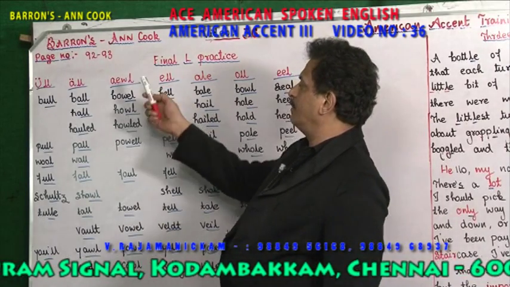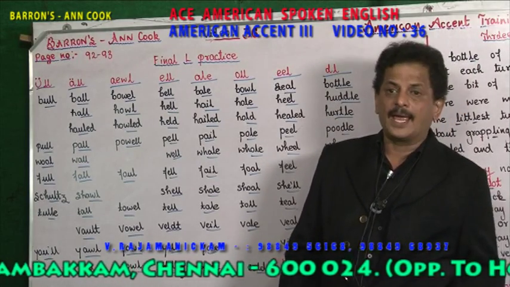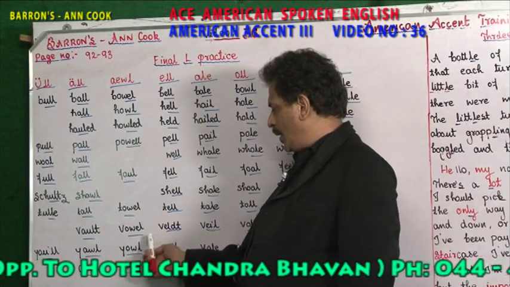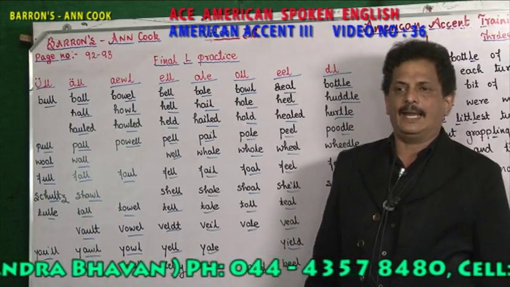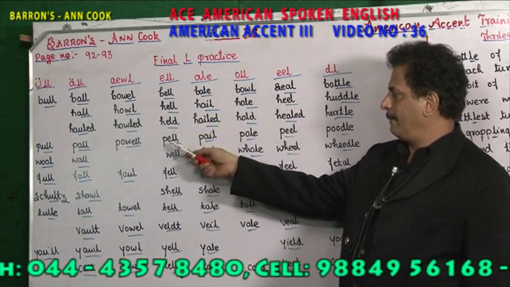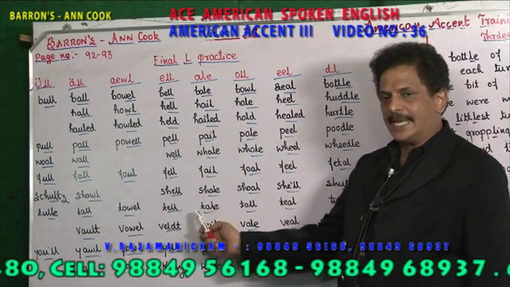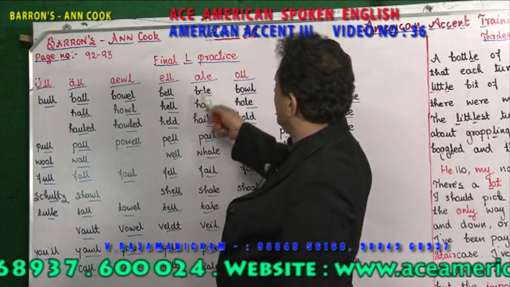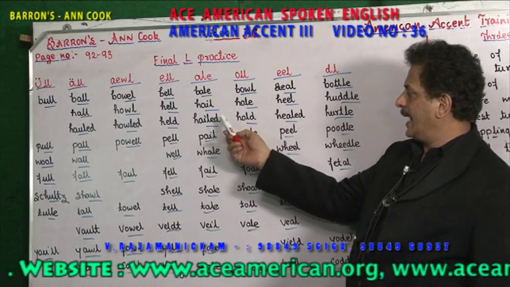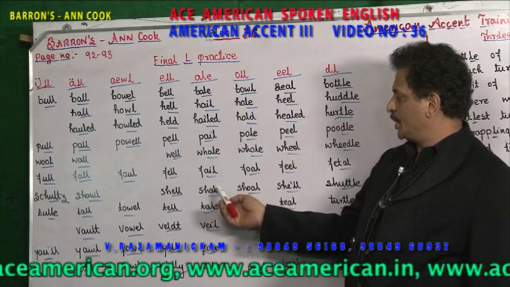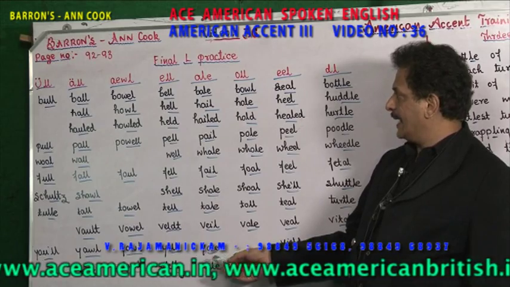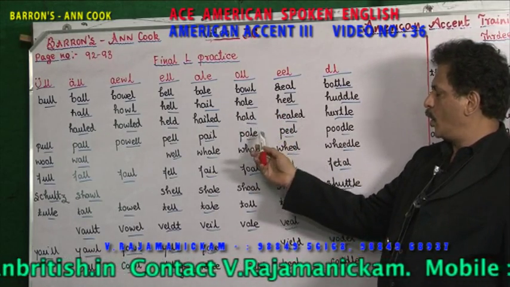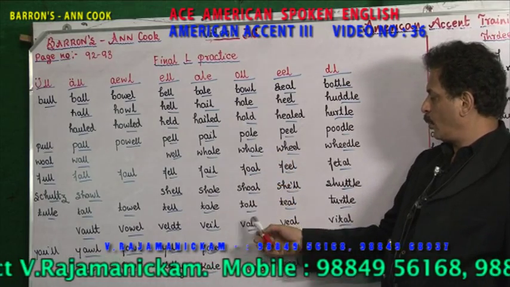So next is A-E-L. The A-E sound should be like the goat sound. Bowl, hold, foul, call, yell. Then E-L-L: bell, hell, held, well, fell, shell, tell, yelp, yell. The air should come from the side. A-L-E: ale, bail, hail, pale, whale, fail, tail, kale. Then O-L: owl, bowl, hole, hold, pole, cold.